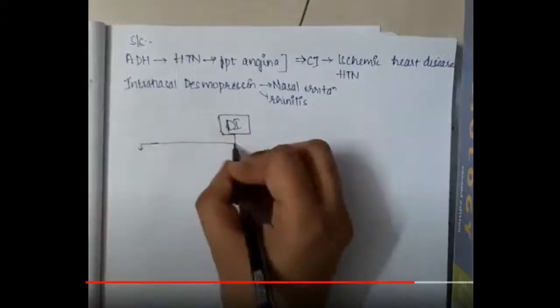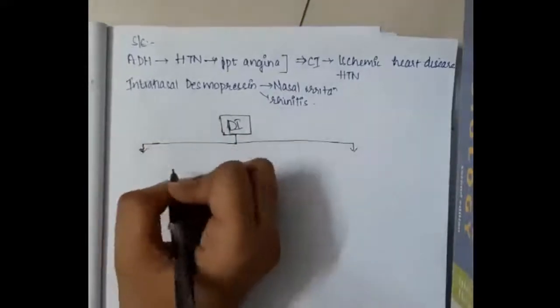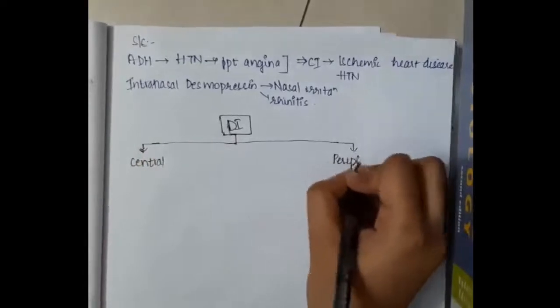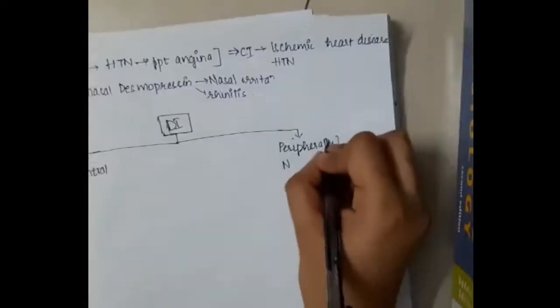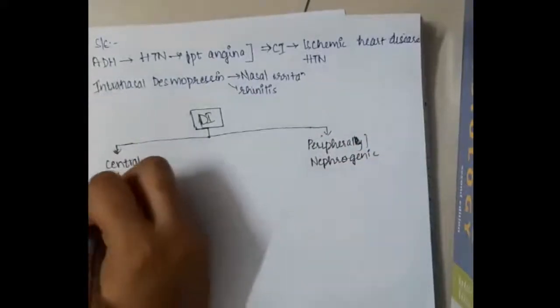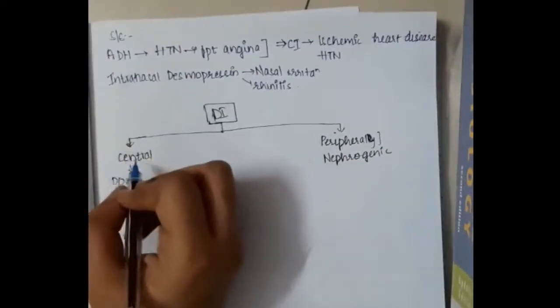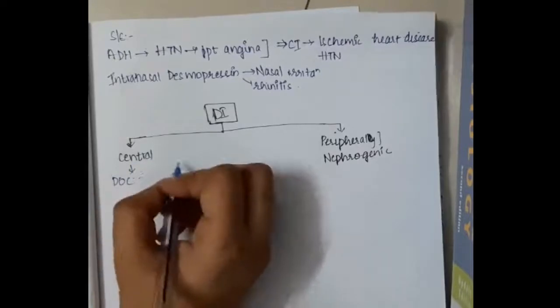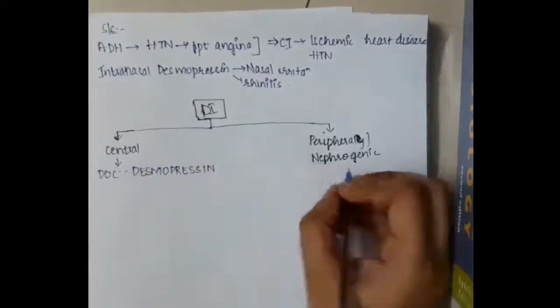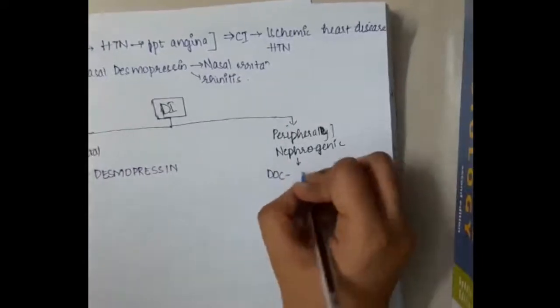Diabetes insipidus can be divided into two types. One, we have central diabetes insipidus. Second, we have peripheral or nephrogenic diabetes insipidus. The drug of choice for central diabetes insipidus is desmopressin. Desmopressin is an antidiuretic hormone or vasopressin analog.